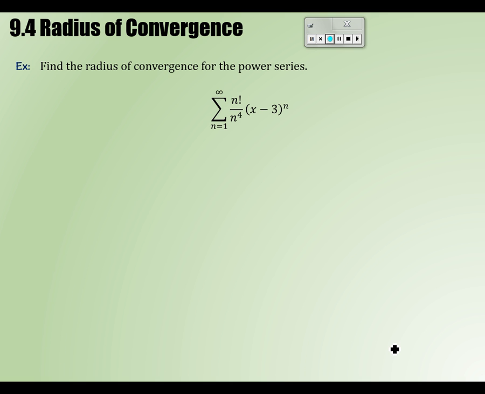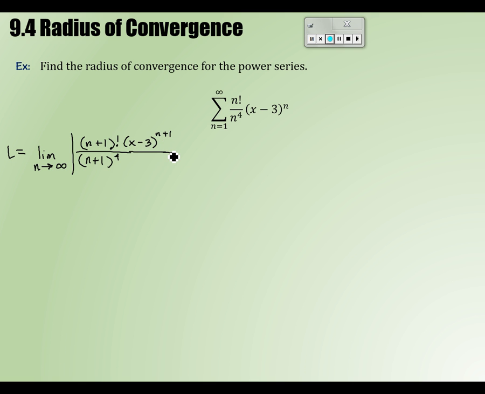All right, let's see if we can do at least one more here before we head out today. We're going to try and find that L value first. The limit as n goes to infinity of the next term. We'll write it out again: n plus 1 factorial, n plus 1 to the 4th, x minus 3 to the n plus 1. There's the n plus first term.